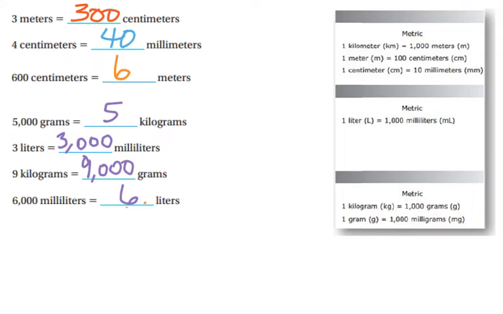All right, boys and girls, I hope you had a chance to solve those problems, and hopefully you got 5,000 grams is the same thing as 5 kilograms. 3 liters is the same thing as 3,000 milliliters. 9 kilograms is the same thing as 9,000 grams. And then 6,000 milliliters is the same thing as 6 liters.